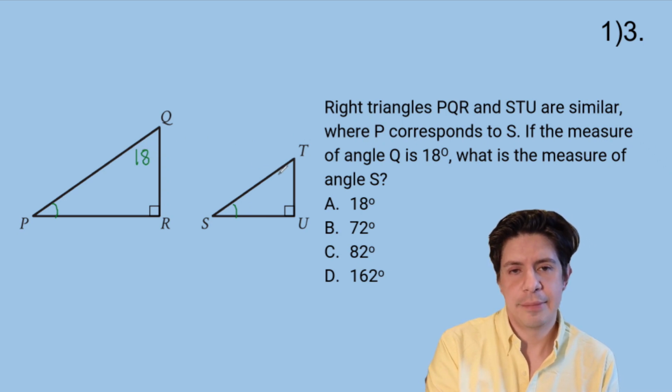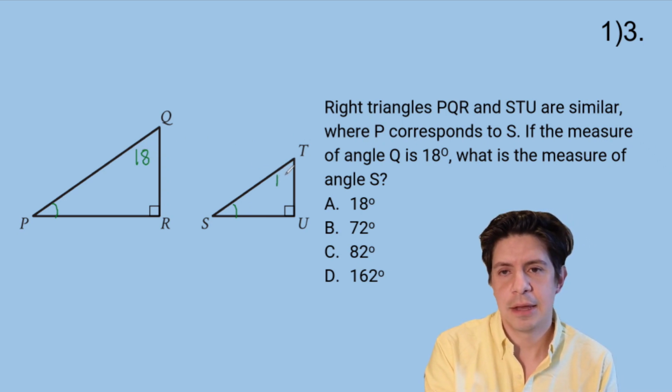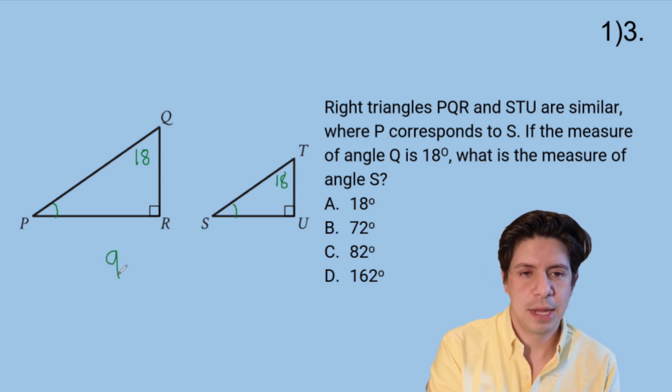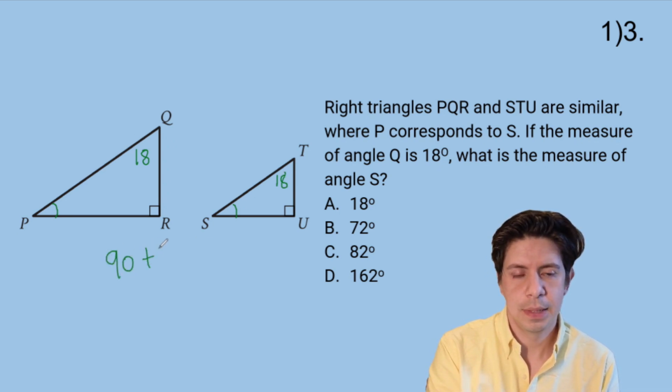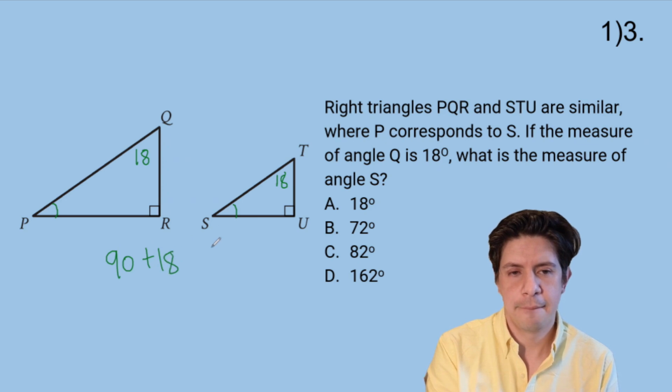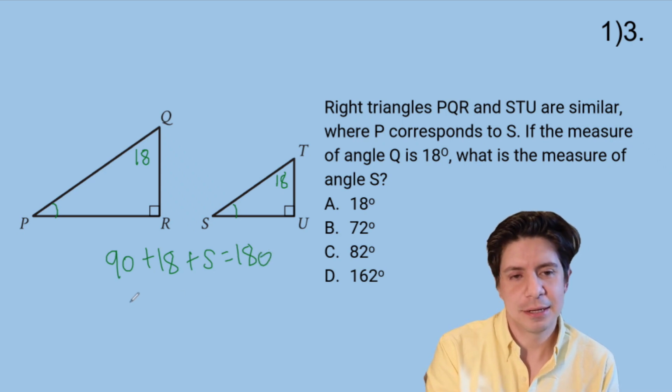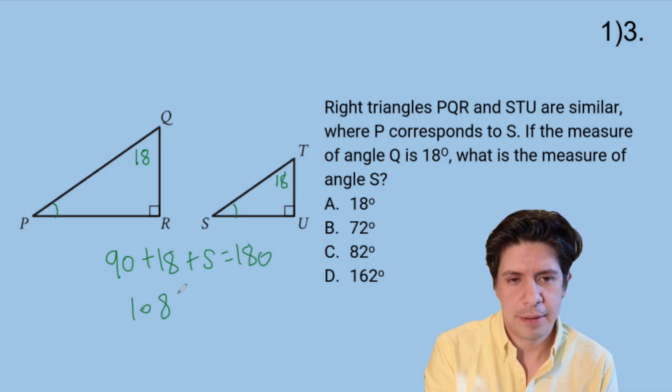Okay, and then that means that this is 18 degrees because they are similar. And then what does that mean S is, right? We're going to do 90 plus 18 plus S equals 180. I don't really think you need to write this out if you're doing this on a test, right? But I'm not in a rush here. I just want to show you all the work.